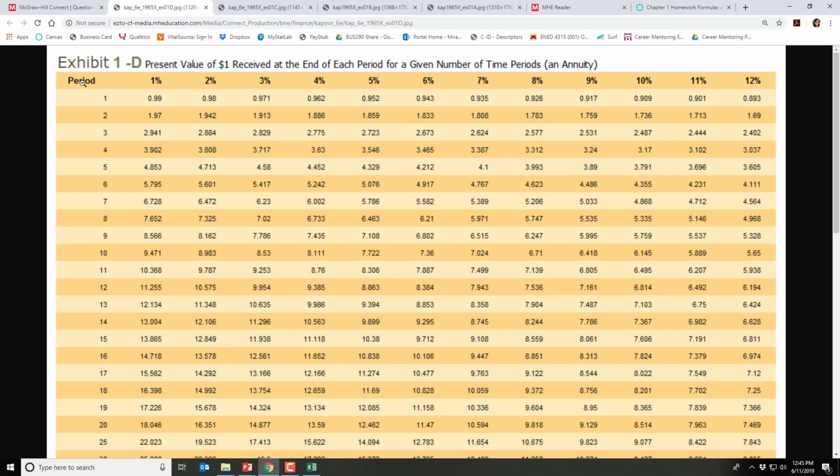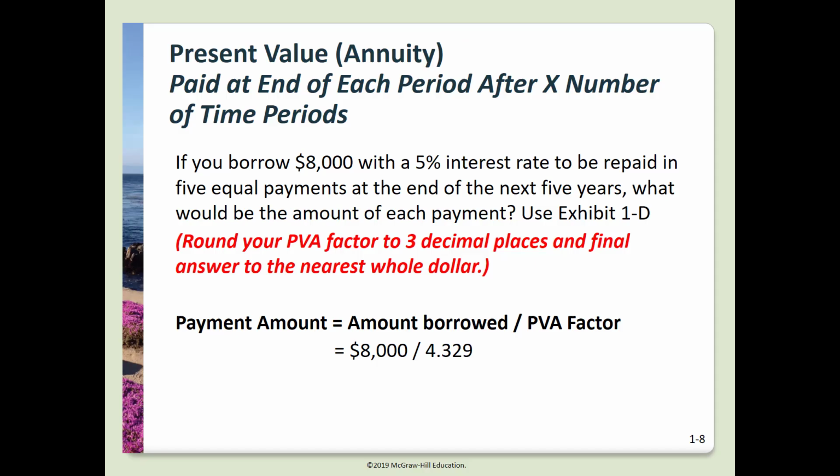So looking at our time periods, we're going to go down to 5 years, and we're looking at 5%, so go to the column with 5%, and so we go down till we get to the 5-year row, so our factor is 4.329. Plugging in our numbers, the amount borrowed originally divided by the 4.329 factor gives us the payment amount of $1,848 that we need to make at the end of each year for 5 years in order to pay off the loan.